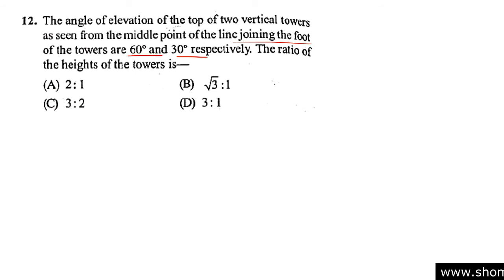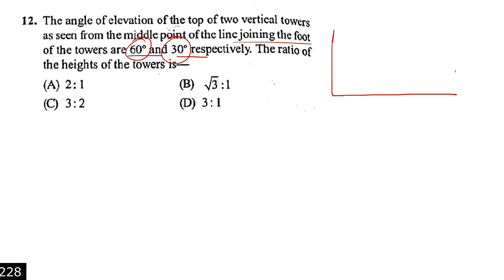So basically I mentioned to you that this problem depends on your skill of visualizing, and not only visualizing but also drawing by reading the question. The angle of elevation of the top of two vertical towers as seen from the middle point of the line joining the foot of the towers are 60 degree and 30 degree respectively. So if I try to draw, this is the base, this is one tower, and this is the other tower, and you see the angles are different. That means obviously the heights of the towers are also different. So let's say one tower is tall, one is short.